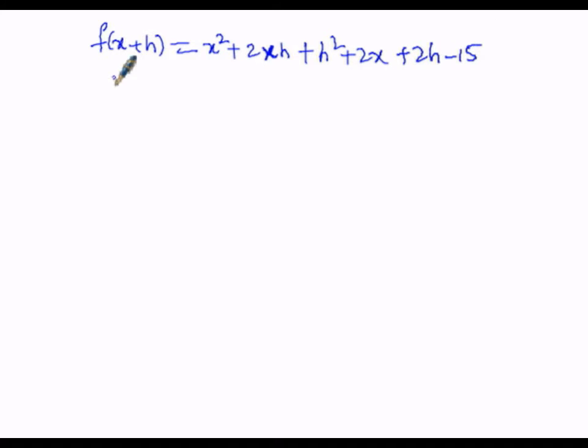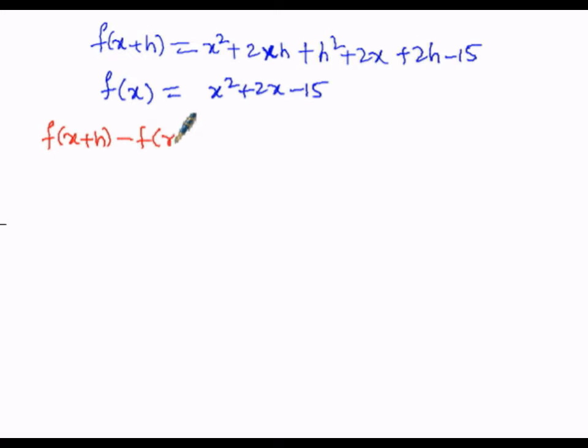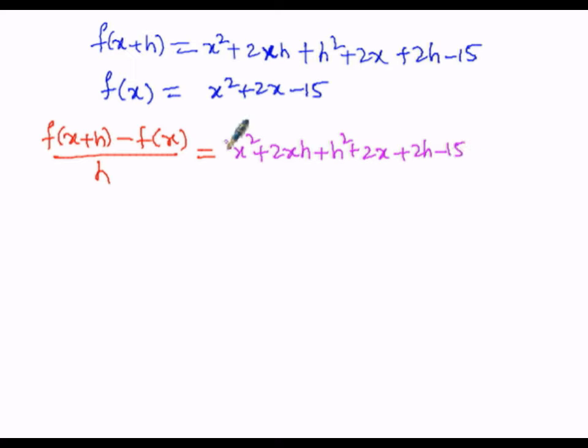Then here f of x is already given as x square plus 2x minus 15. But here we have to find out f of x plus h minus f of x overall divided by h. Then that equals f of x plus h value, which is x square plus 2xh plus h square plus 2x plus 2h minus 15 within brackets, minus f of x, where f of x is given as x square plus 2x minus 15, overall divided by h.